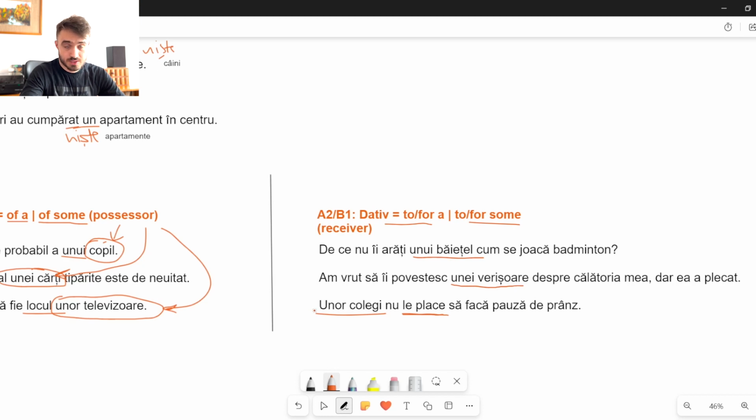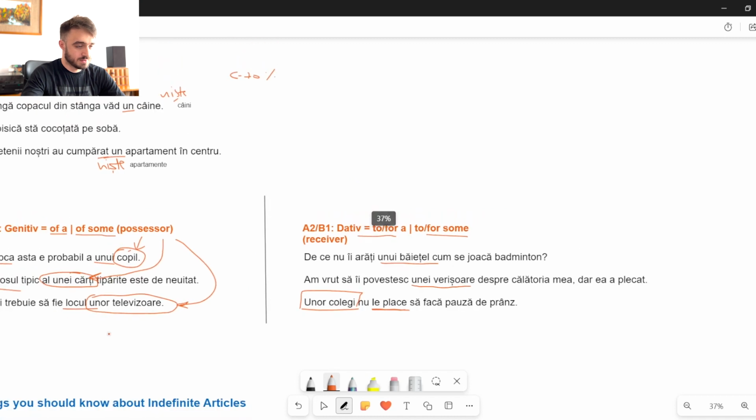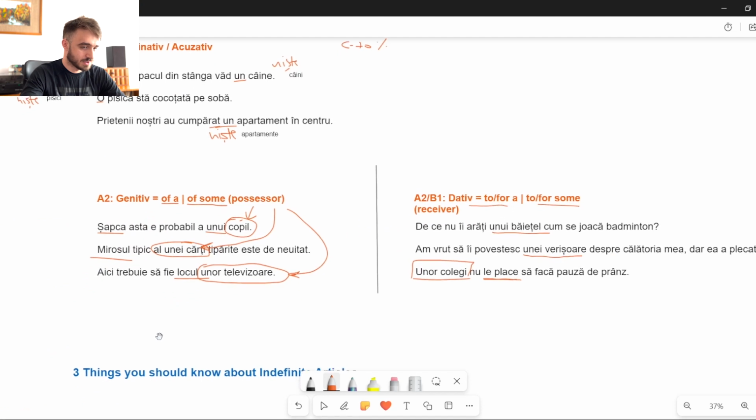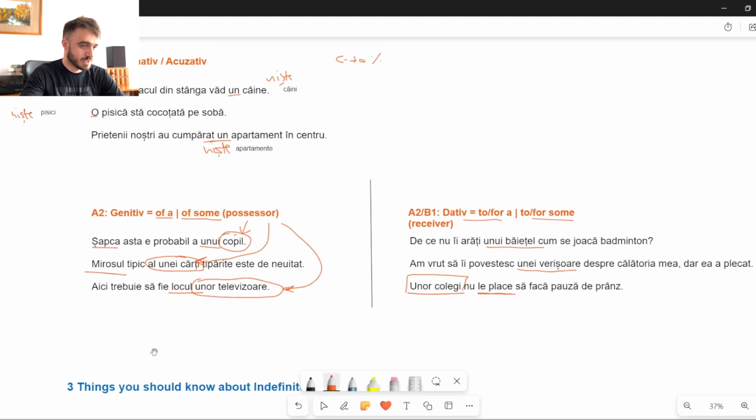Regardless of the translation, what you have to know here is that the subject is in dative. Well, the English subject, let's say it's in dative. So, unor colegi, to some colleagues. So they receive the action of liking. So that's the indefinite article in dative. And now let's get to the juicy part, to the fun part. I hope this makes sense.